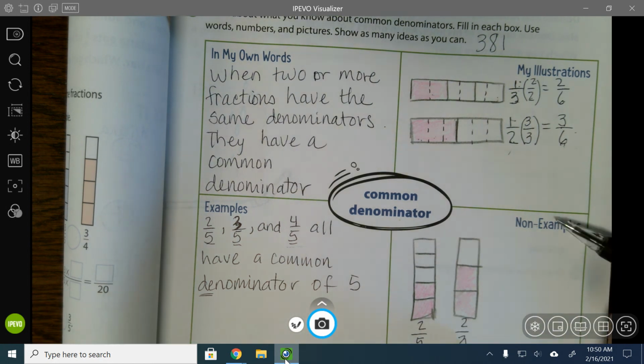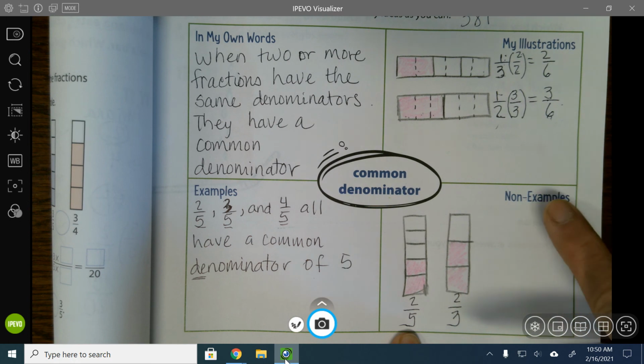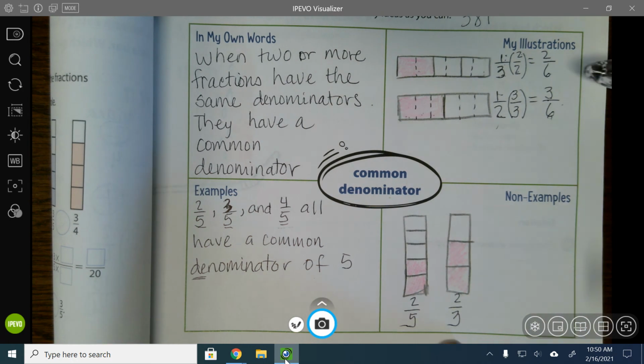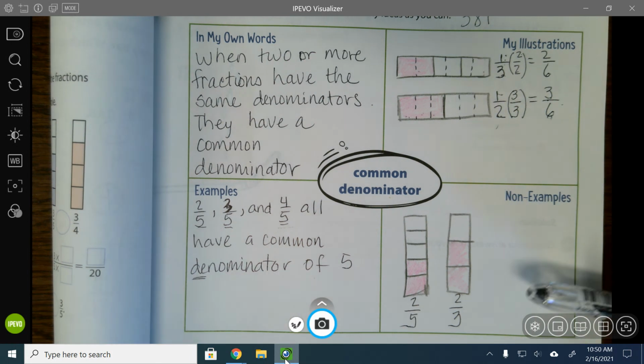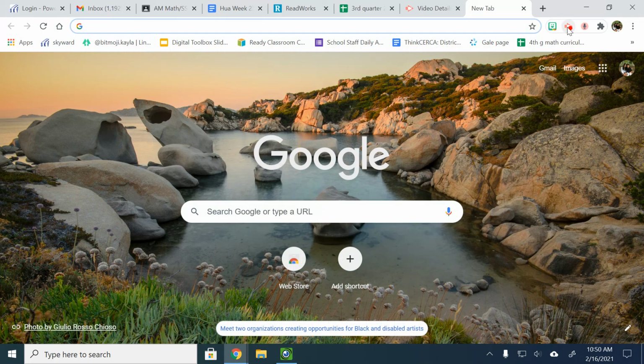Well, this is a non-example because the bottoms are not the same. You notice the denominator, one is a 5 and one is a 3. So it's a non-example unless you change the bottom so the denominators are the same. Therefore, you become the example. Okay? A non-example means that if you don't have the same pieces, you can't compare. That's a non-example. So let me look on here.